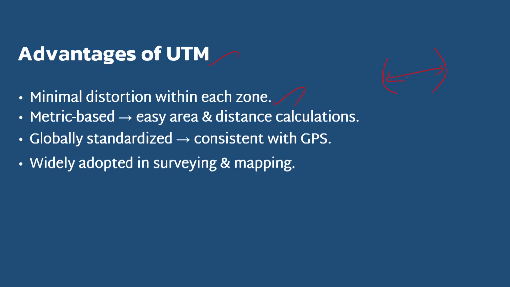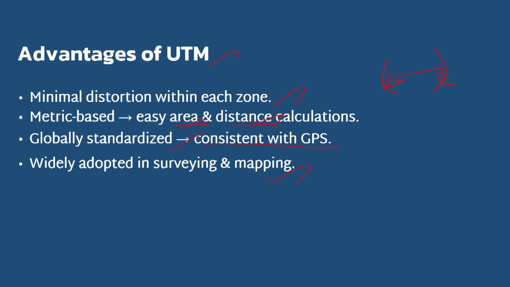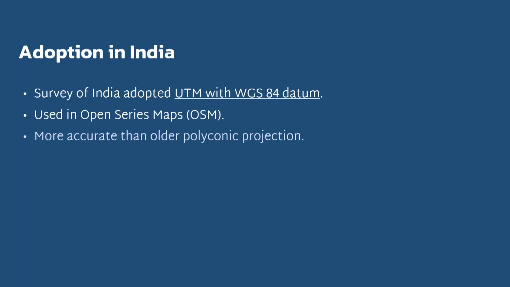So there is minimum distortion in terms of west or east, whatever it may be, and it is metric based. Metric means, as I said, it is in meters. In terms of meters, we can do area calculation and distance calculation. It is globally standard, used in GPS systems, and widely adopted in survey and mapping, any survey, land survey, drone survey, whatever it may be, where we use this UTM projection effectively to get precise results.